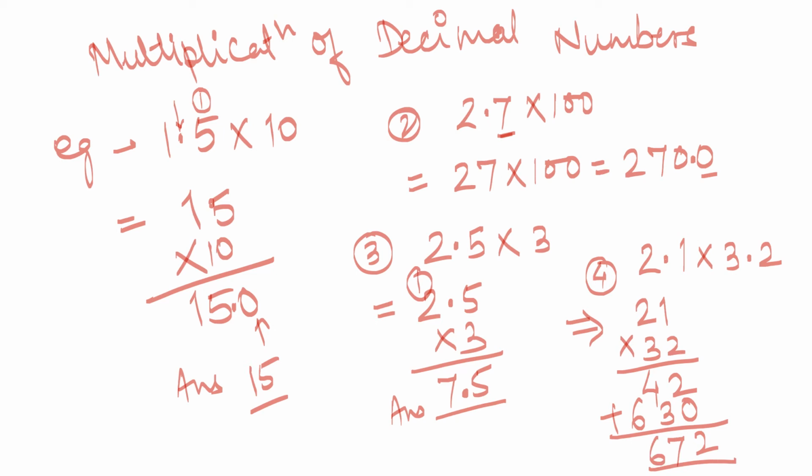Now here how many digits after decimal? 1 here and 1 here. So total 2 digits are there. So 2 digits you count from the back, 1 and 2, and put the decimal. Answer is 6.72. I hope all these concepts are clear.